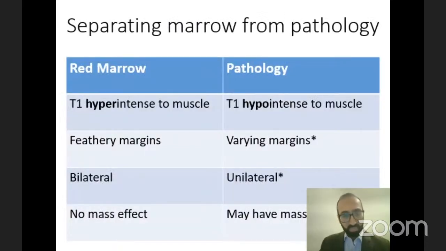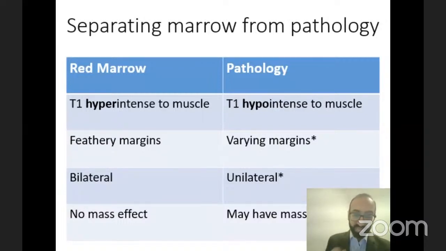So what does red marrow look like, so that you can differentiate it from pathology? Well, one, red marrow has a classic location. You'll often see in adults persisting red marrow in the metaphysis of the long bones, particularly of the legs, the femora or the humerus. And you'll see that they often have feathery margins. They can often be bilateral, and they don't cause any mass effect. There's no other surrounding edema.